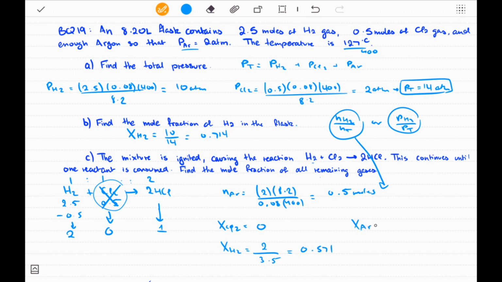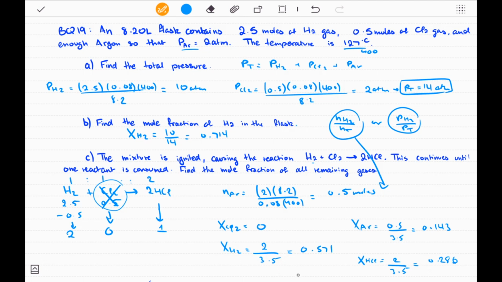We do the same for argon. It's 0.5 over 3.5. The answer is 0.143. And finally, we do the same thing for HCl. It's 2 over 3.5. We get our final answer to be 0.286. I really hope that was clear.